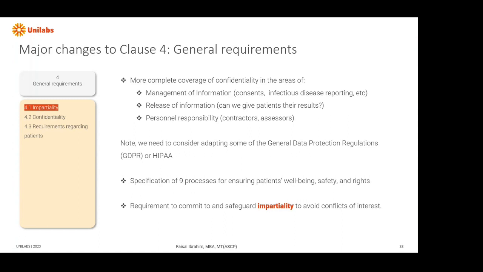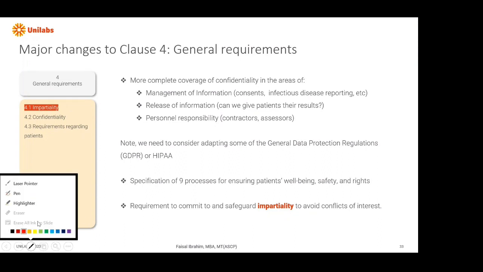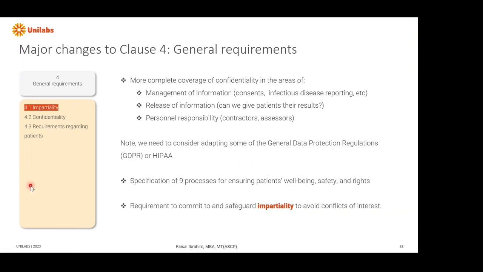So generally in this area, we really need to read more about HIPAA in the US, the Health Insurance Portability and Accountability Act, and the GDPR, the General Data Protection Regulation in Europe, and maybe we can implement part of those regulations in our setting around the globe. In terms of specification, just one second, I want to use the pointer. Okay. So in terms of specification of process for ensuring patient well-being, there are 9 different processes that are added now with the new ISO that definitely need to be addressed so that we're in compliance with those patient well-being requirements. The biggest change in clause 4 is impartiality.